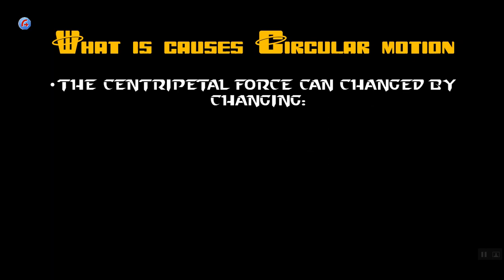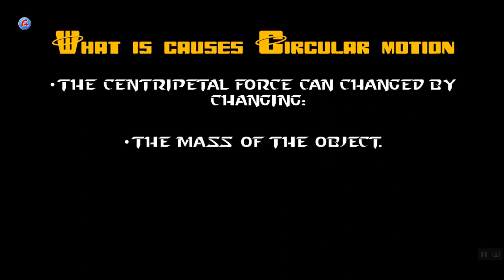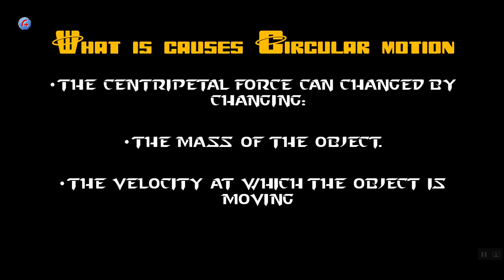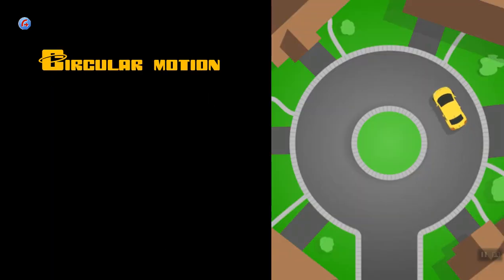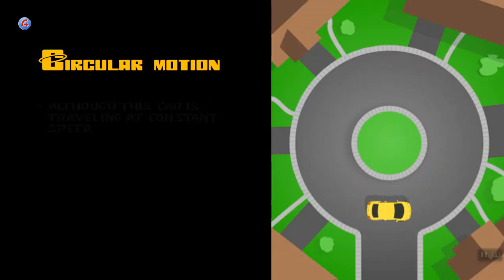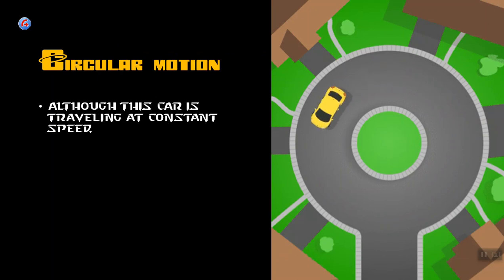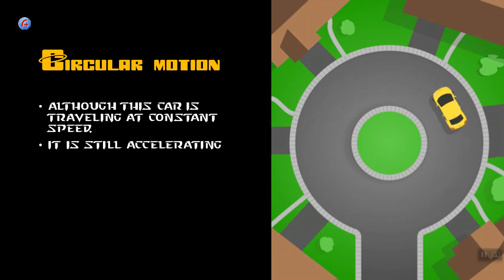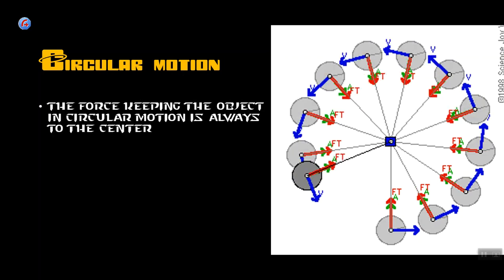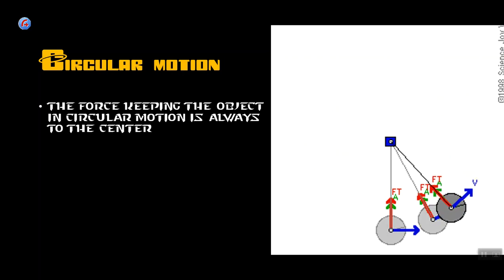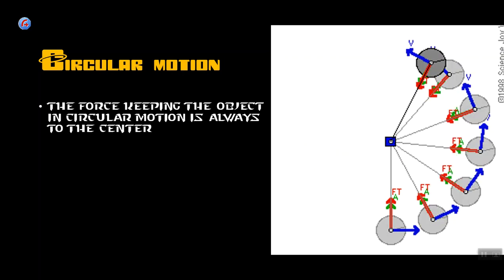The centripetal force can be changed by changing the mass of the object, the velocity at which the object is moving, and the radius of the circle. So if we look at our picture again, although this car is traveling at constant speed, it's still accelerating. Here the force keeping the object in circular motion is always towards the center.